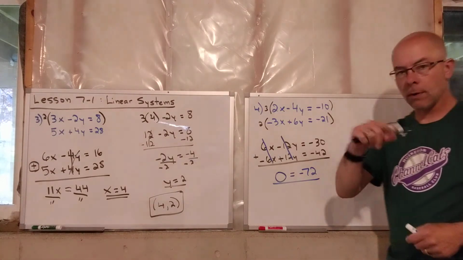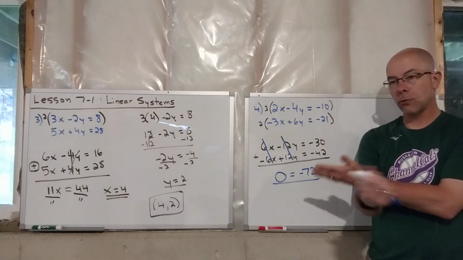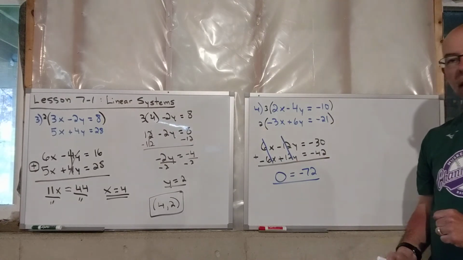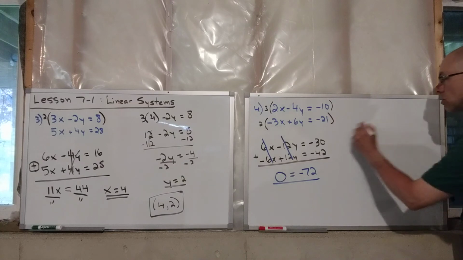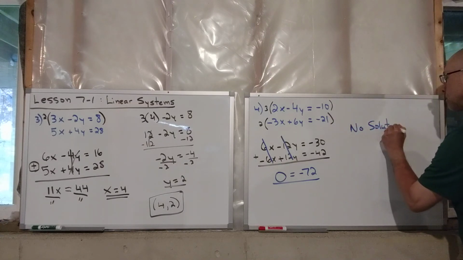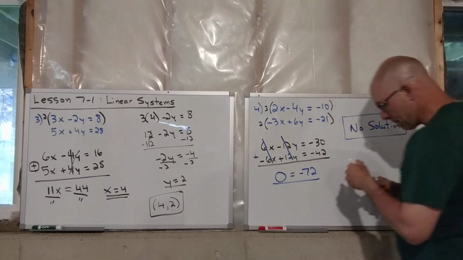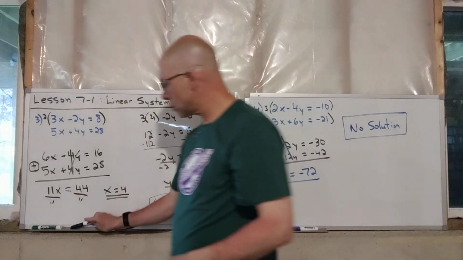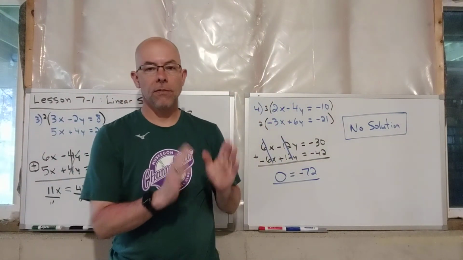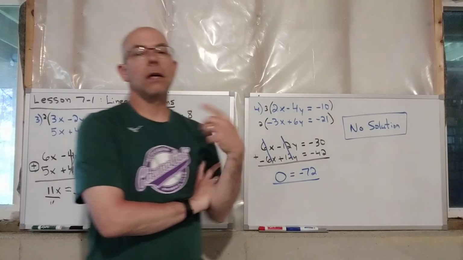Now, you remember the example earlier. The statement was true. Negative 12 equals negative 12. That's not true here. 0 does not equal negative 72. This is no solution. That means if we were to graph these two lines, they would be perfectly parallel and never cross each other. Okay? So there you have it.